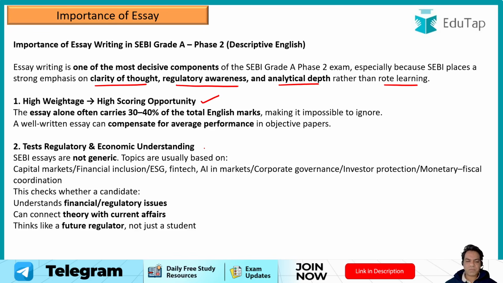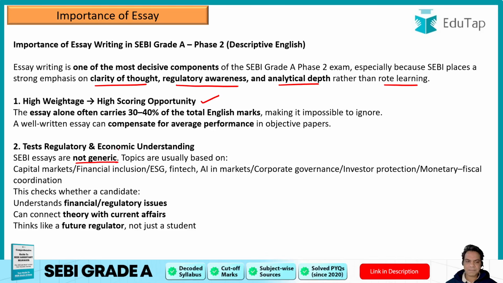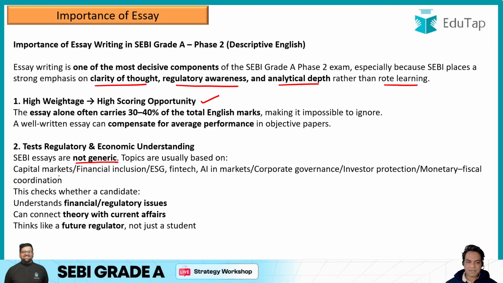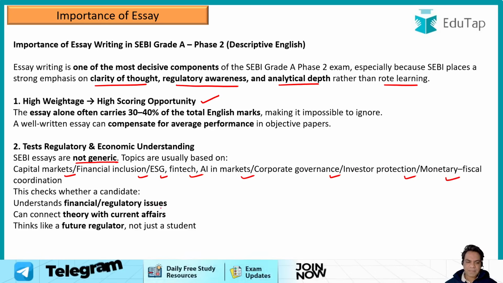The second important point is that it tests regulatory and economic understanding. SEBI essays are not generic, please understand. I'll show you the PYQs a little later. But the topics are usually based on capital markets, financial inclusion, ESG, that is environmental, social and governance norms, fintech, AI in markets, corporate governance, investor protection, and monetary-fiscal coordination. This checks whether a candidate understands financial and regulatory issues, which is very important, can connect theory with current affairs, again very crucial, and thinks like a future regulator, not just as a student. So you need to be thinking like a regulator.